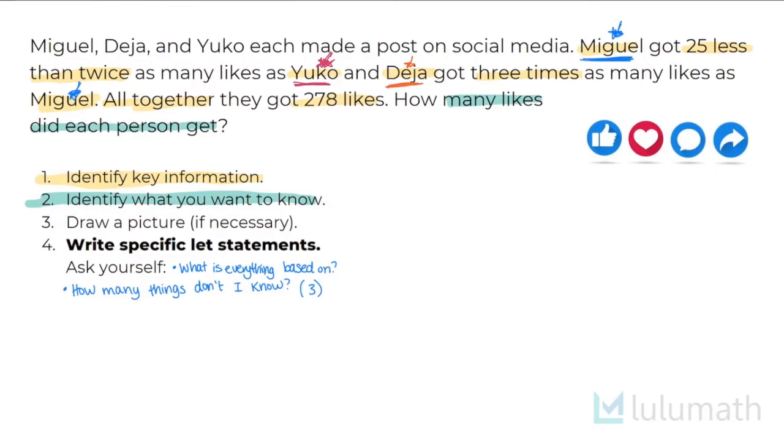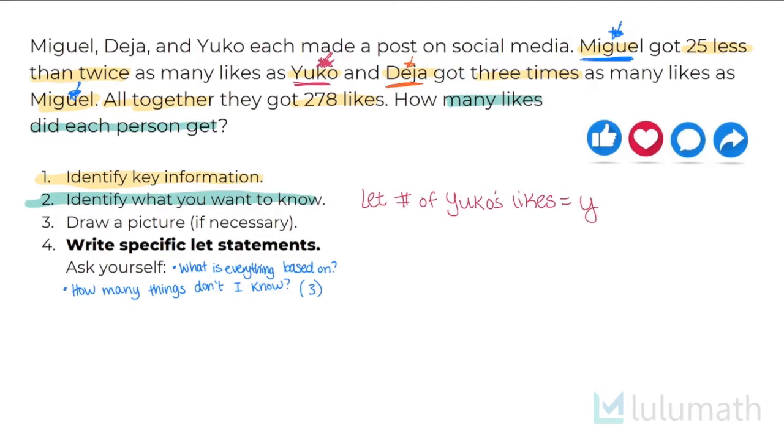So Yuko is going to be my first let statement. And it has to be specific. So I'm going to figure out how many likes Yuko got. So we're going to say let the number of Yuko's likes equal. And if I don't know how many likes Yuko got, I can call it whatever variable I would like. I will call it y.